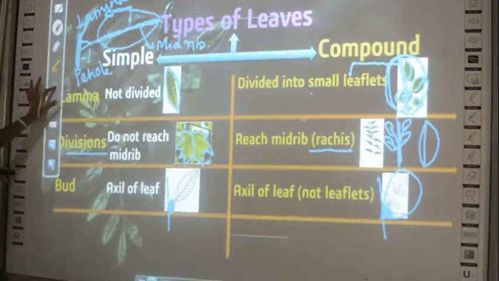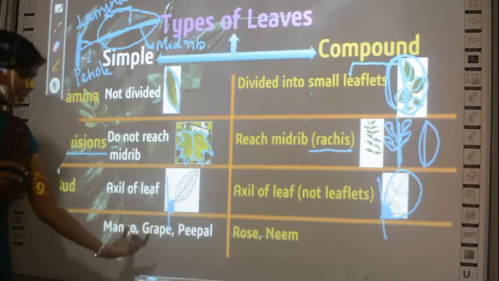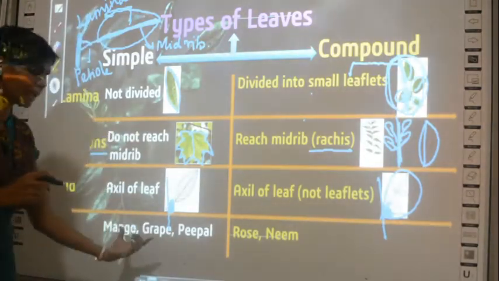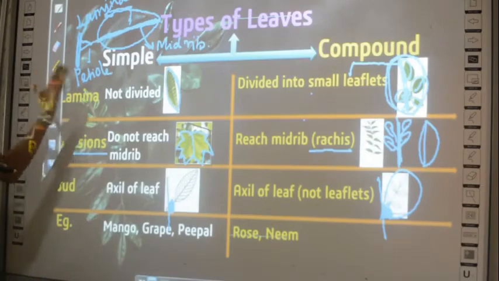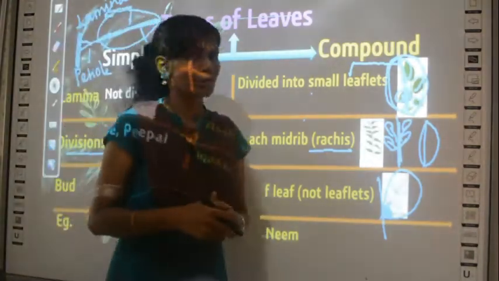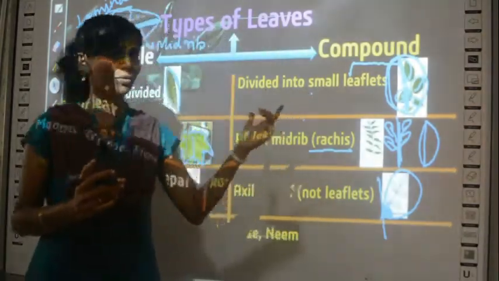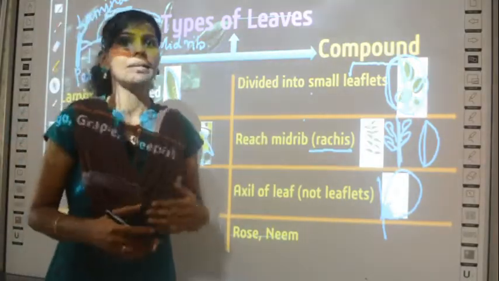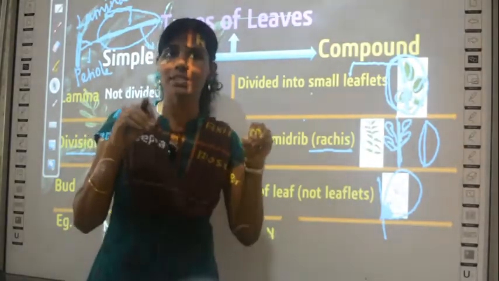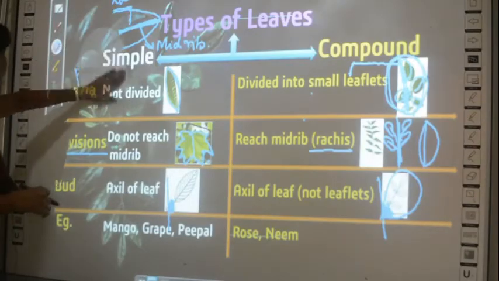So what are the examples? Let me show you. Mango, grape and peepal. Peepal is a tree. Okay, so these are examples. Mango, grape and peepal are examples of simple leaves, and rose and neem will have compound leaves. So are you clear about simple and compound leaves? So the two types of leaves, simple and compound leaves, have these properties. Next we learn the arrangement of leaves, how the leaves are arranged on a stem. That we learn in the next slide, the arrangement of leaves.